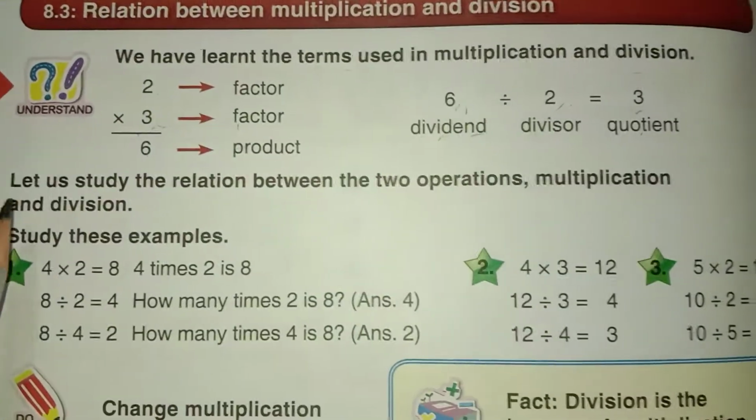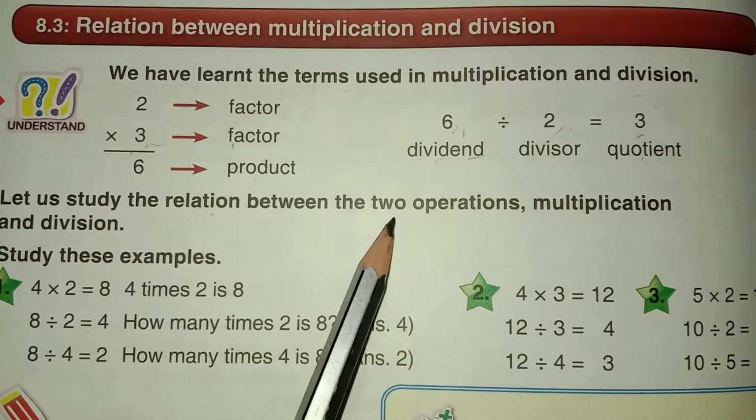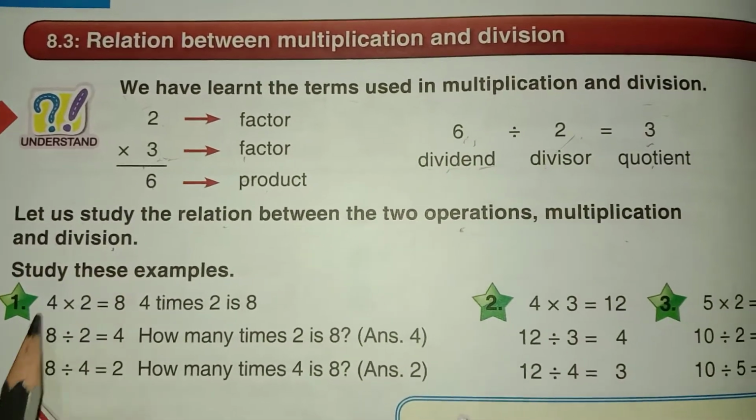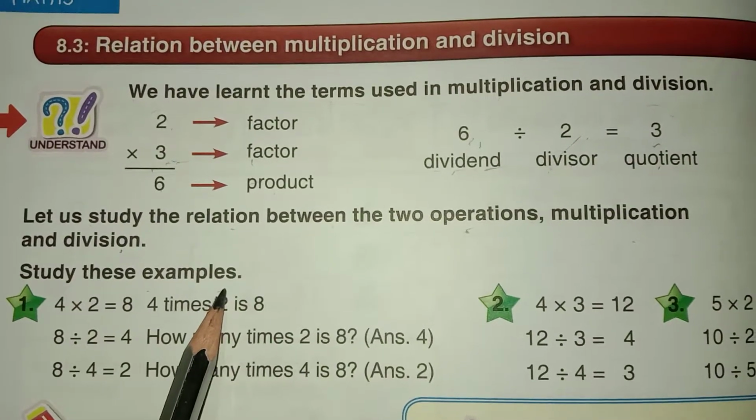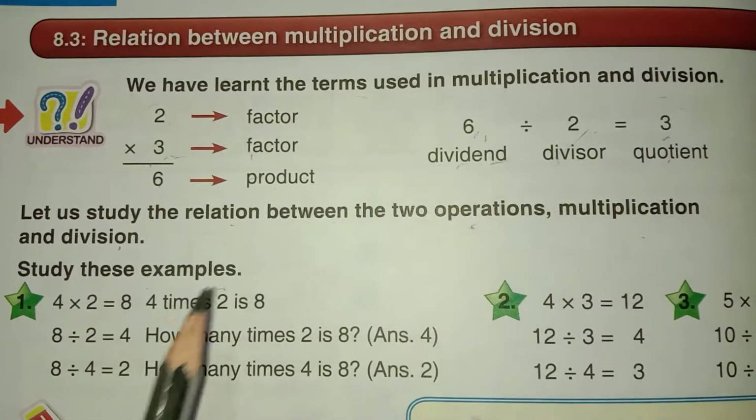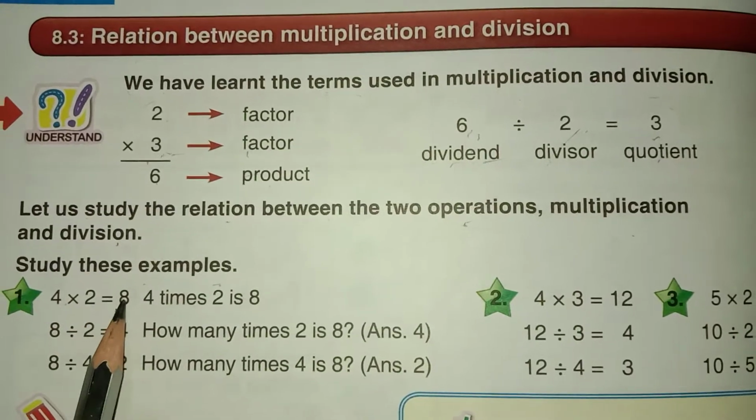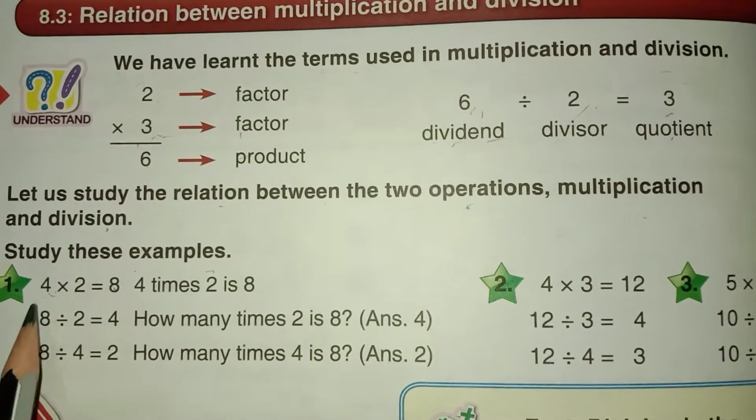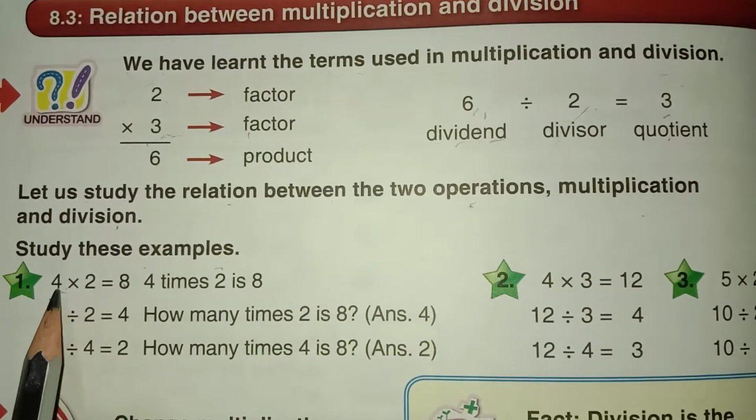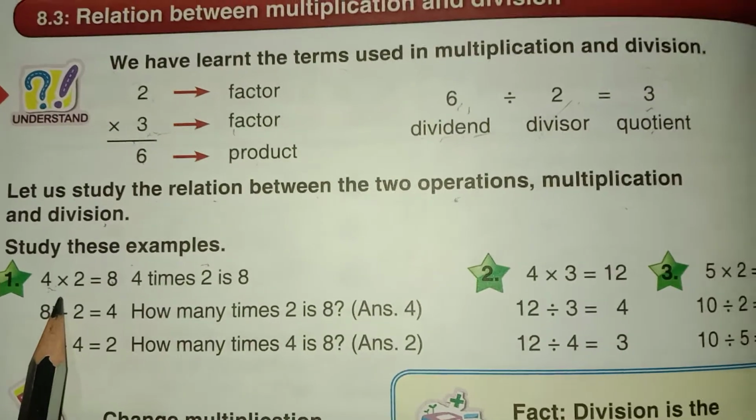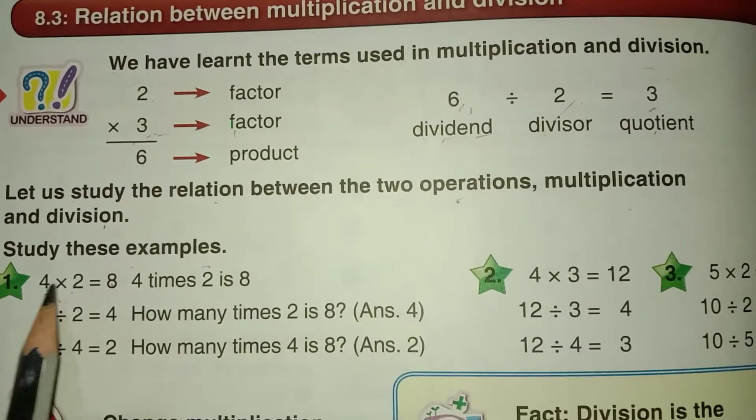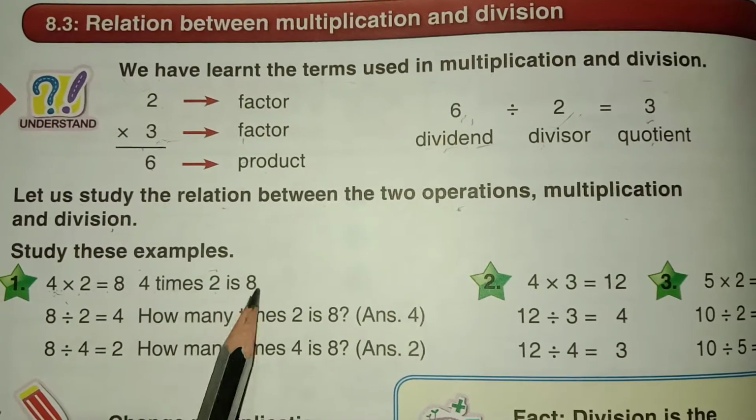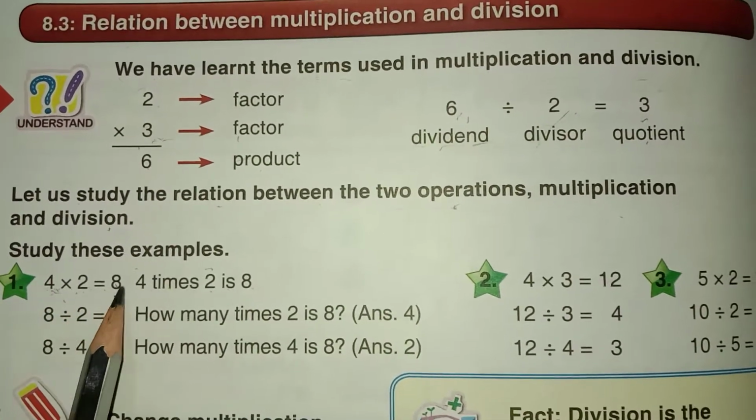Let us study the relation between the two operations, multiplication and division. Study these examples to understand the relation. 4 into 2 is 8. Yes or no? You know the tables. Once again, remember the tables you learned last semester. 4 times 2 is 8.